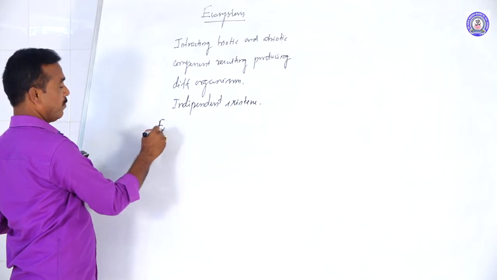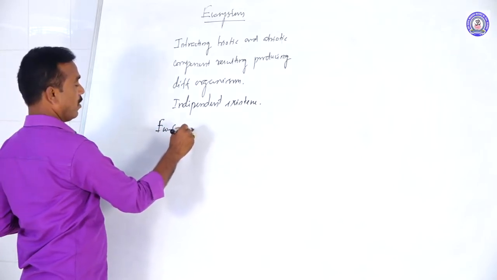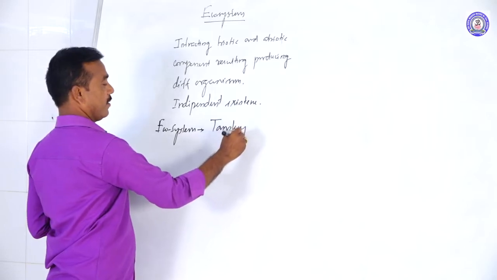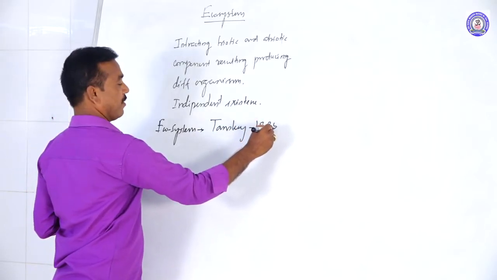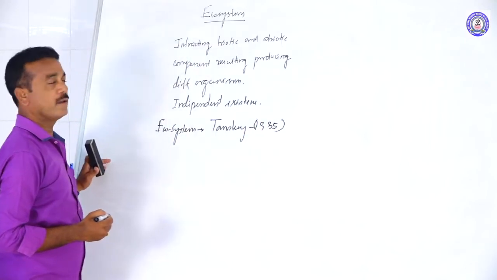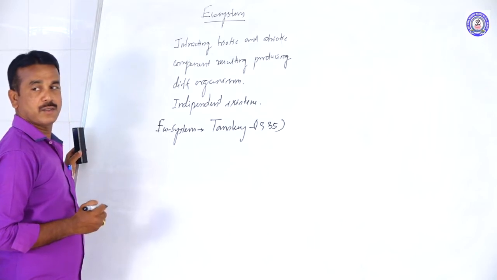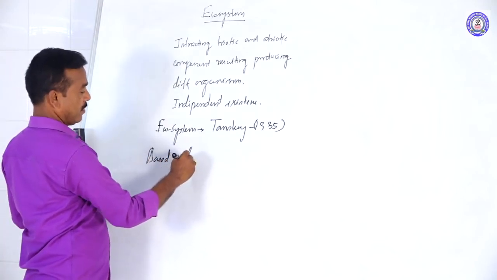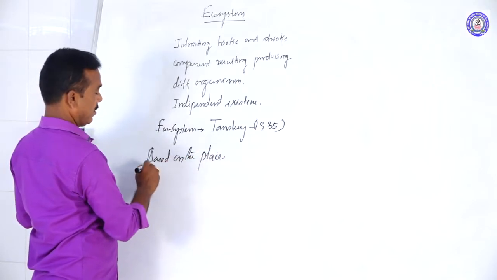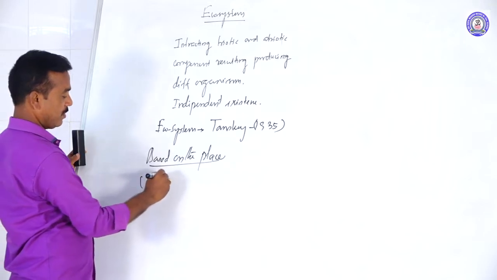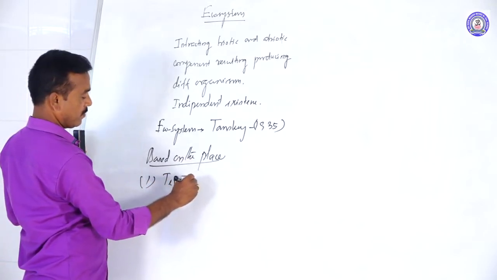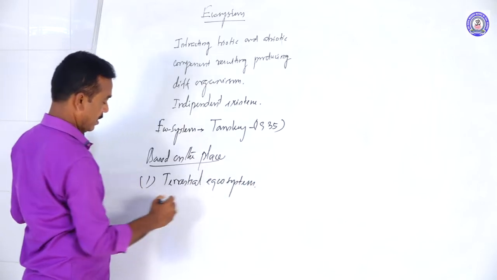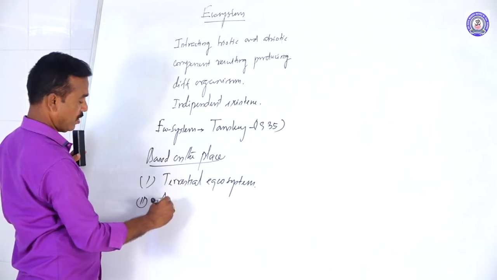The term ecosystem was first coined by Tansley in the year 1935. The ecosystem can be classified into two types based on the place. The types are commonly called terrestrial ecosystem and aquatic ecosystem.